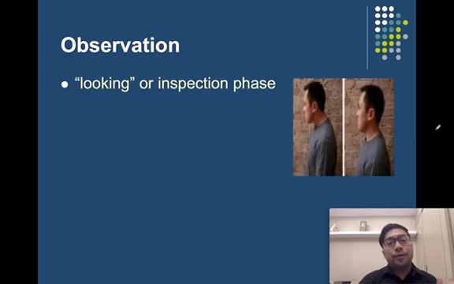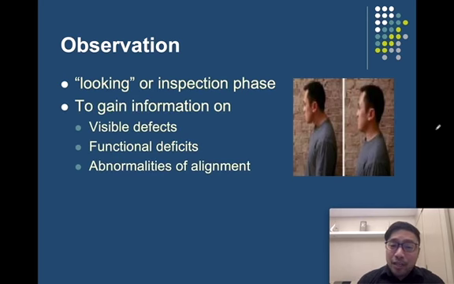All right. So the first and the most important is actually observation, or an inspection phase. This is to gain visible defects or functional deficits or abnormalities in the alignment. Particularly, we have here a photo of an individual with a forward head posture, right? You see the head is protracted, but also if you look at the shoulder, it's also protracted, and the other side is the normal one.